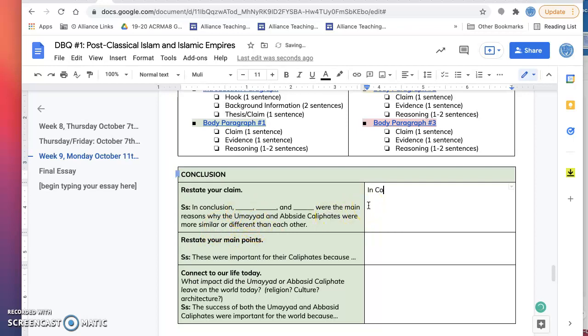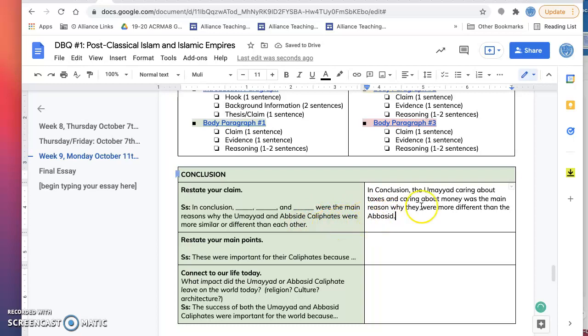You would say, in conclusion, the Umayyad caring about taxes, and what else? What was the Umayyad doing? Caring about money was the main reason why they were more different than the Abbasid. So you will write your conclusion like that.